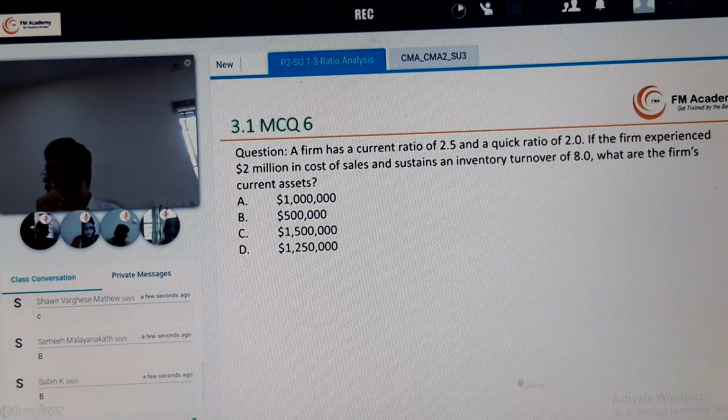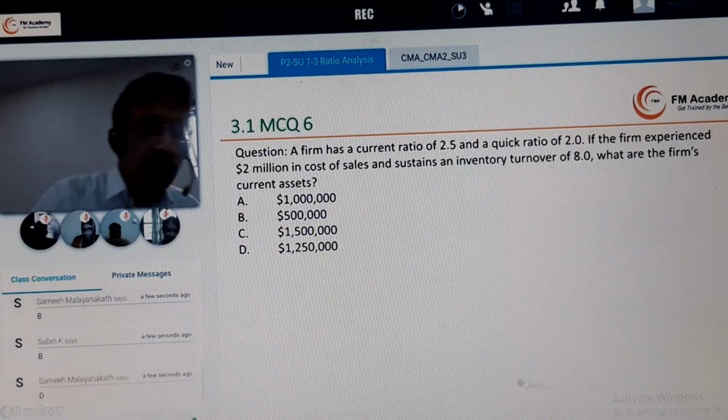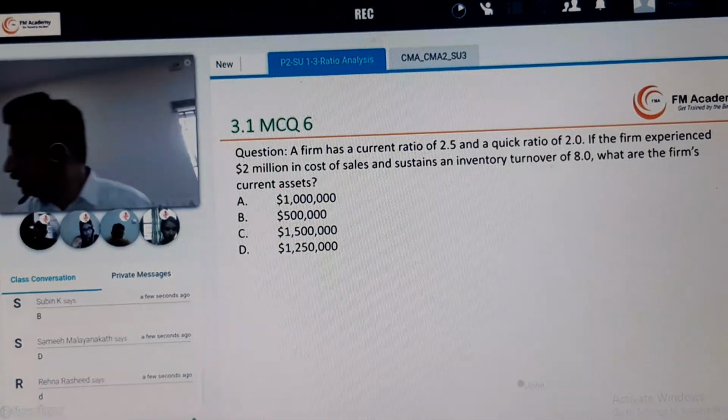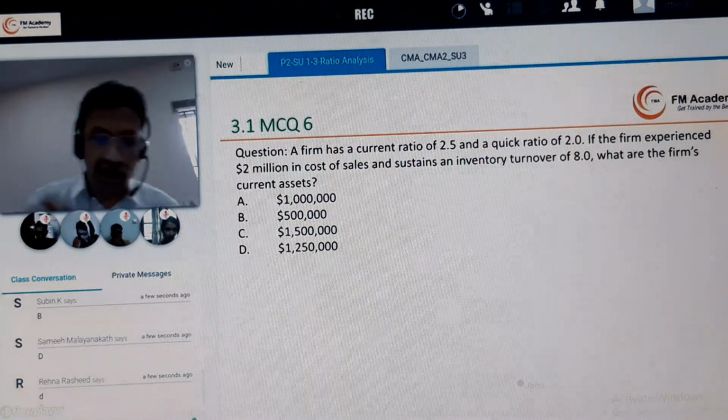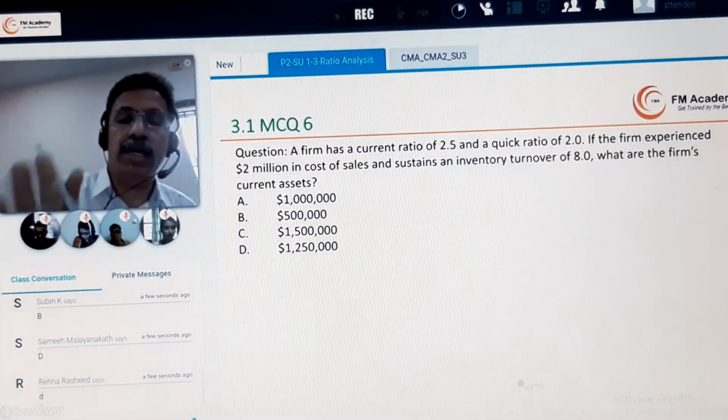Okay, Subin posted an answer B. Let's see if it's correct or not. Sami got D. So let's do that. Please stop doing the work and please listen to me.